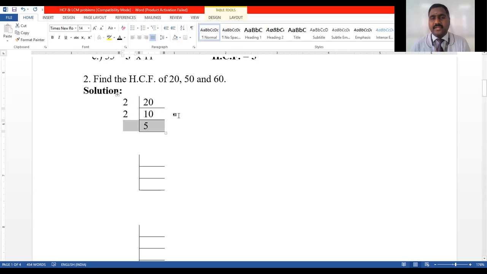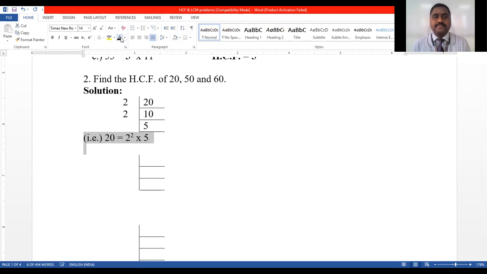So 5 into 2, 10, the remainder is 0. So we got the value of what? 20 is 2 into 2 into 5. That means you have two 2s and then one 5, 2 power 2 into 5. So we got the divisors for the given first number, 20.